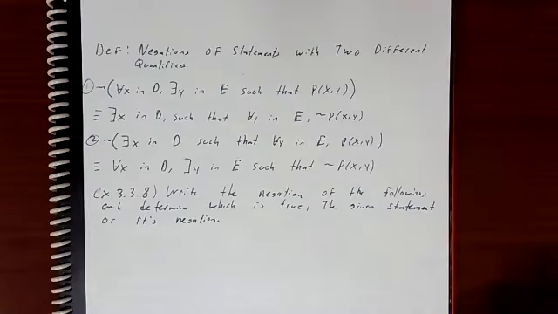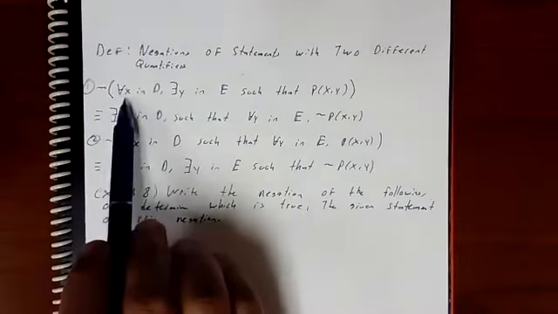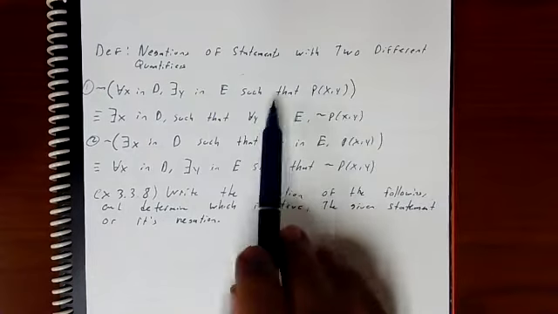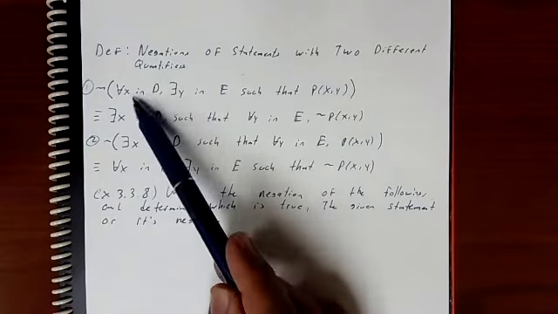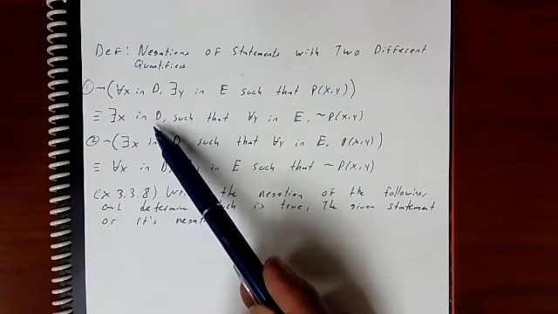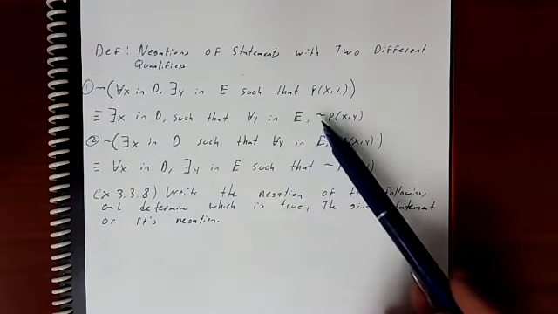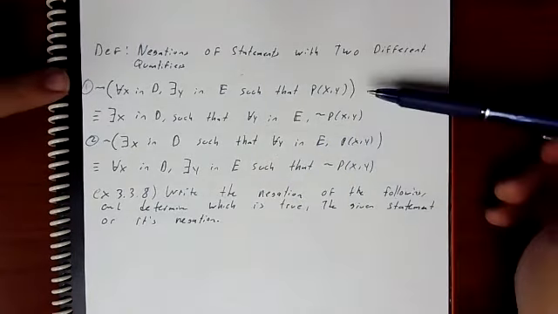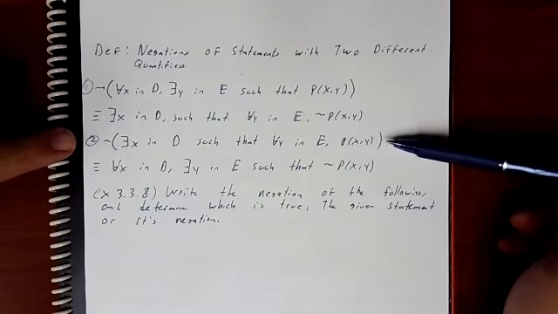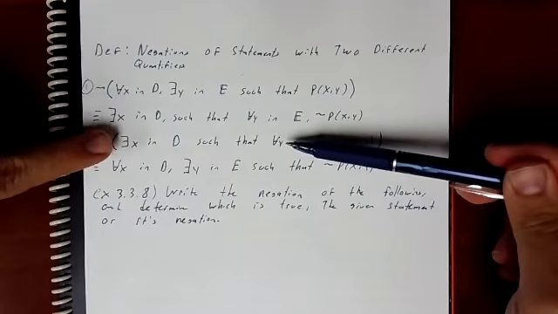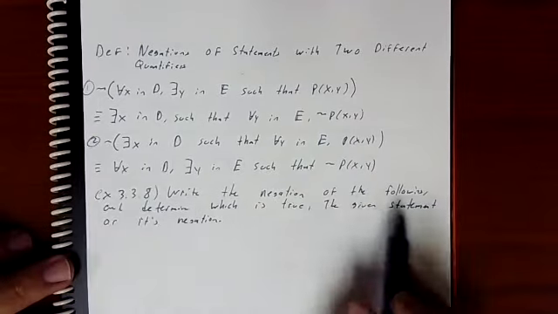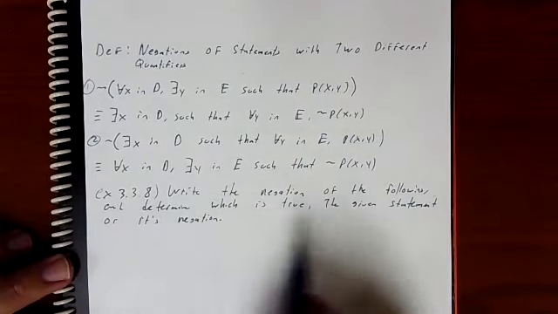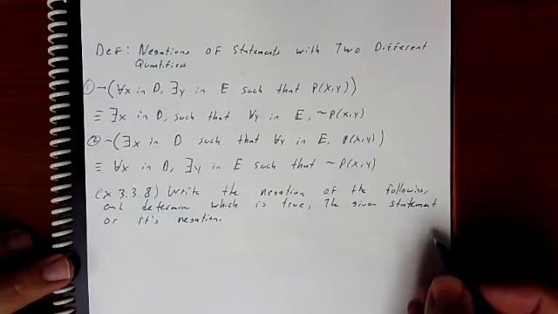Let's move on to the next definition. This is for negating statements with two different quantifiers. So for all x and d, there exists a y and e such that P of x y. So negate everything in here. There exists an x and d such that for all y and e, not P of x y. So this is how you do this negation. And then the opposite direction is pretty much the same. You just swap these quantifiers here. All right, so let's practice that with actual words. Write the negation of the following and determine which is true, the given statement or its negation.